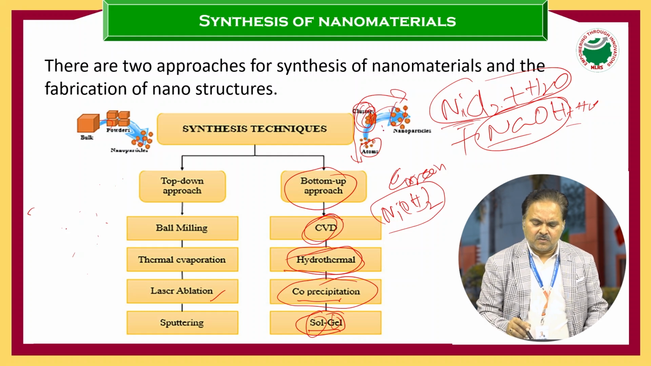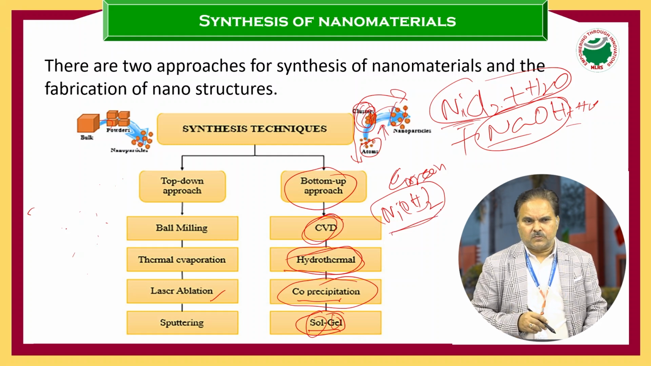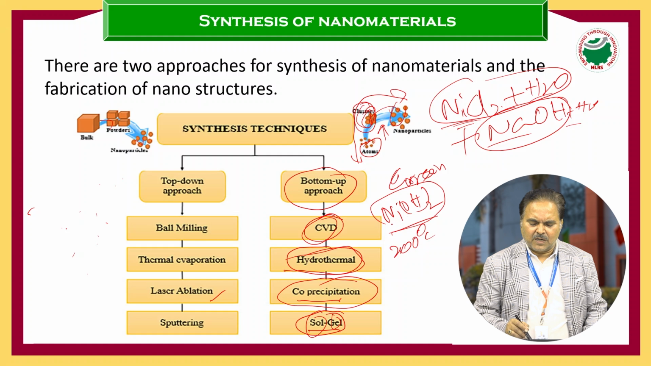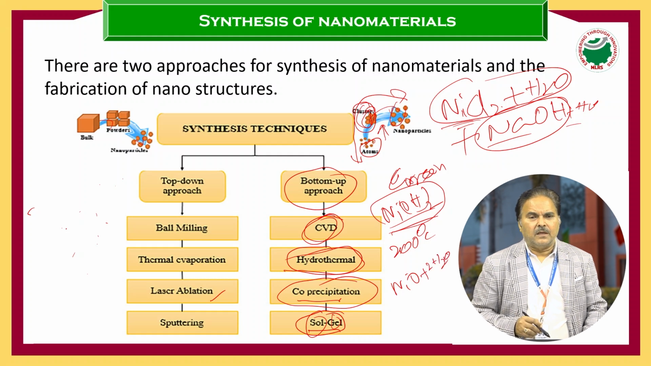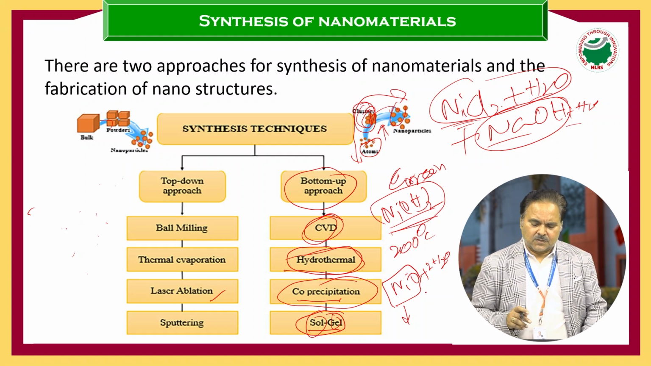Then what you have to do is heat up this Ni(OH)2 to a particular temperature, like 200 degrees centigrade. Because at 200 degrees centigrade, you will get NiO. Then the remaining water, where will it go? It will evaporate as H2O. You will get the nickel oxide nanoparticles. This particle size will be around 5 or 6 nanometers. So this way we make it by the gel method.